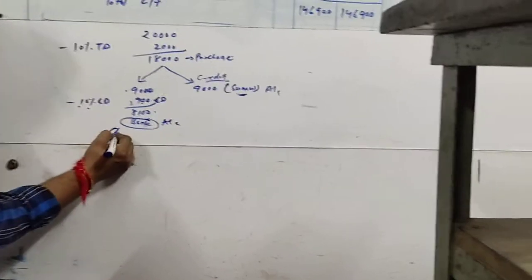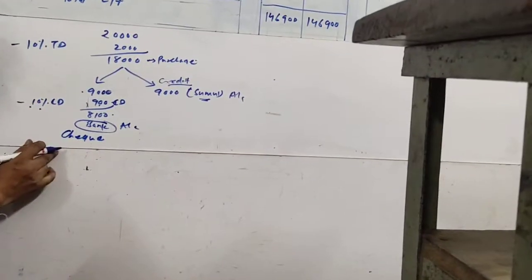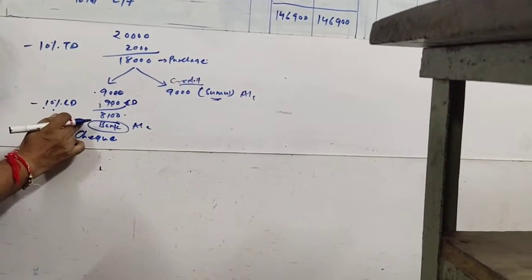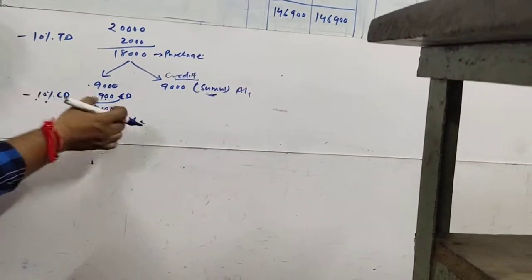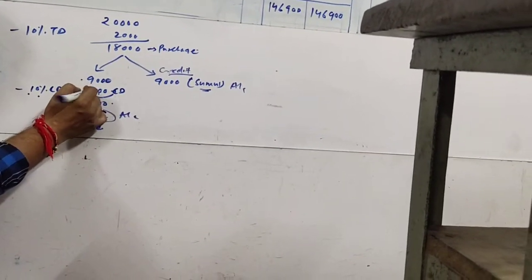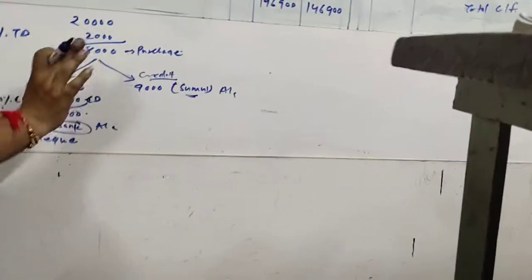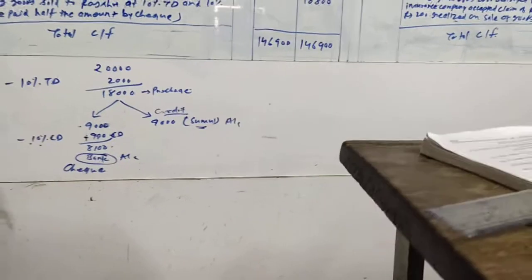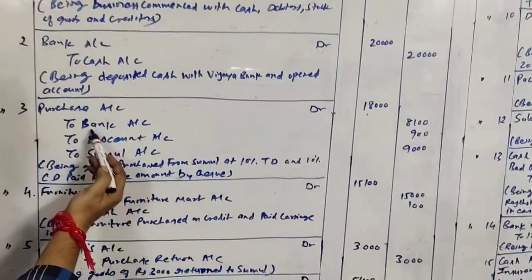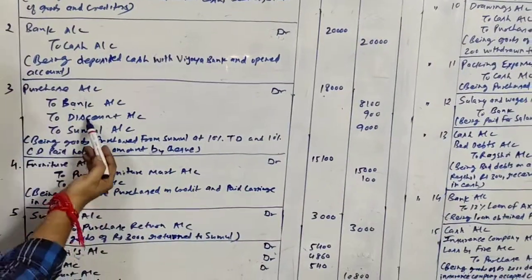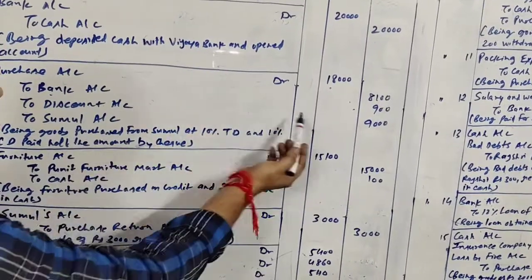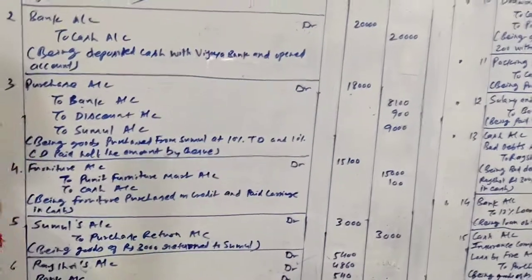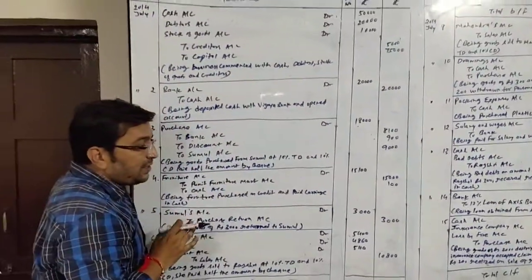That is through check. Right? Through check we are paying, so bank will be credited with 8,100. Discount is received here. It is an income, and income received is credited. So discount will be credited 900. And Sumul account, Sumul is the giver, will be credited 9,000. Here the entry is purchase account debit 18,000, to bank account 8,100, to discount account, or you may call it discount received, 900, and to Sumul account 9,000. So this is how we will pass entry for this transaction.